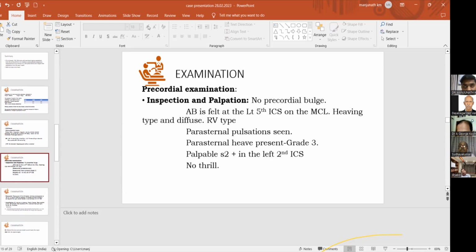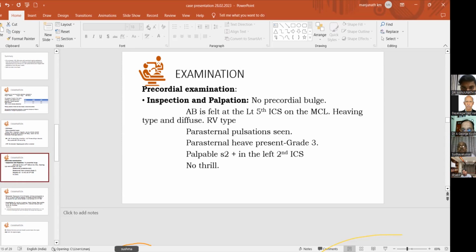Pulmonary artery is dilated, sir. How did you come, Manjunath? See, these two things are different. A palpable sound and pulsation. They are two different things. So whether only one is present or both are present? Sir, I was able to feel palpable S2, but pulsations were not prominent. Only left lower sternal border pulsations were prominent.